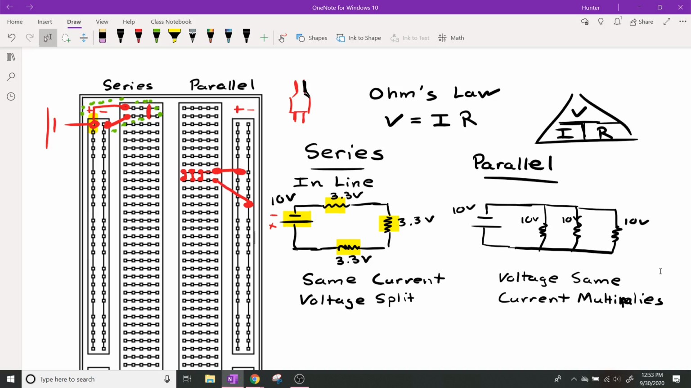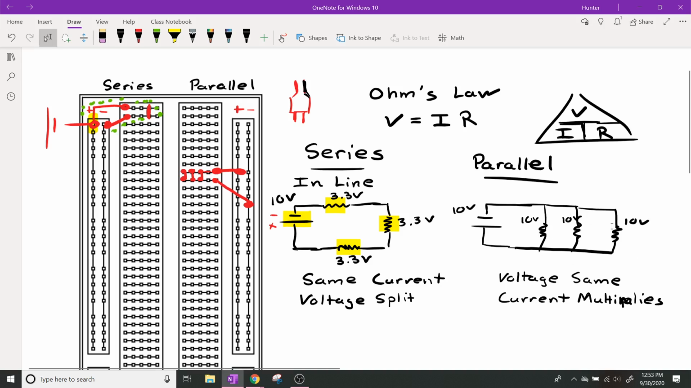If you have different mechanisms on there, the current's not going to multiply by an even number, but it is going to increase. So you have to be careful whenever you're setting up parallel circuits, because the more you put in there, the more current you get going through the circuit itself.